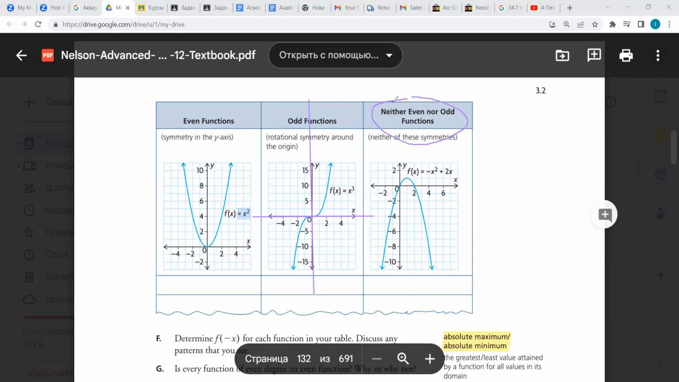And a neither even nor odd function, as in example A, where we have a parabola or quadratic function, we have x to the power 2, which is an even power, and x to the power 1, which is an odd power. If they're mixed up together, this is a neither even nor odd function. Do you have questions about this?